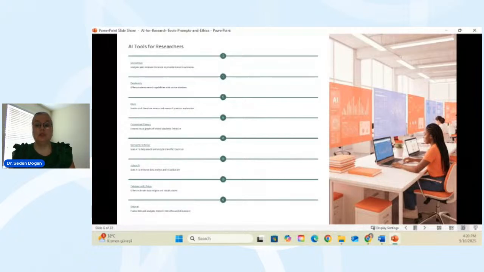So the key here is that these models can accelerate work, yes, but they need human oversight. They are assistants, again, not authors.